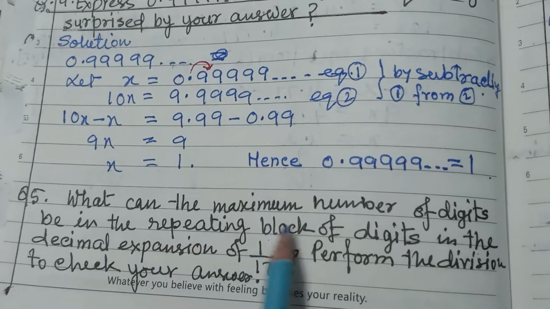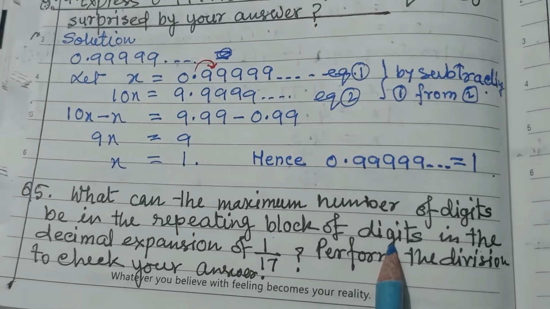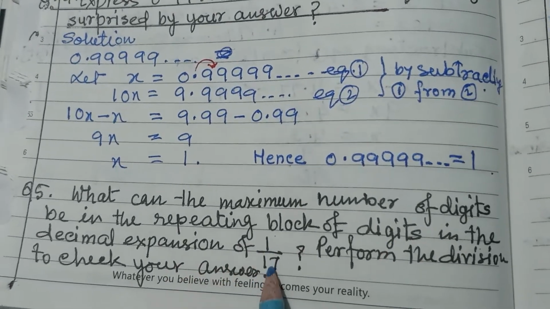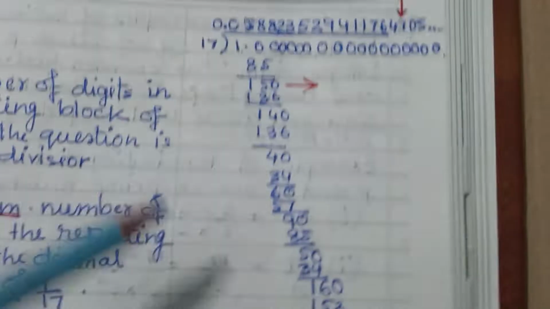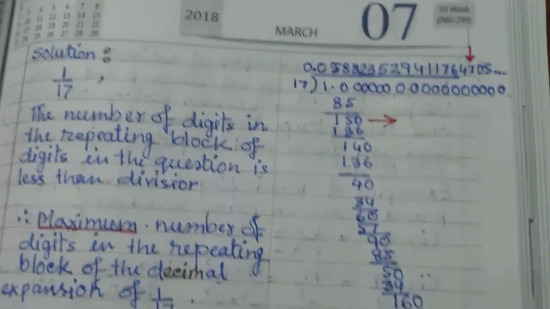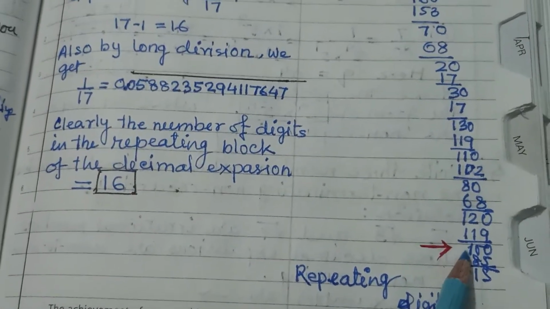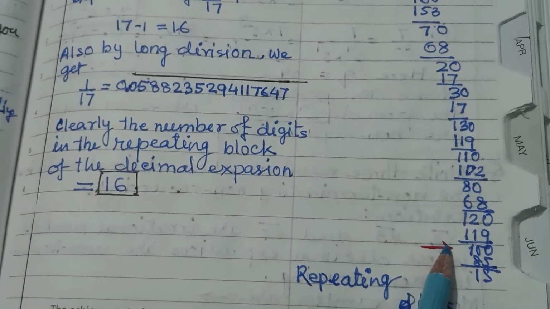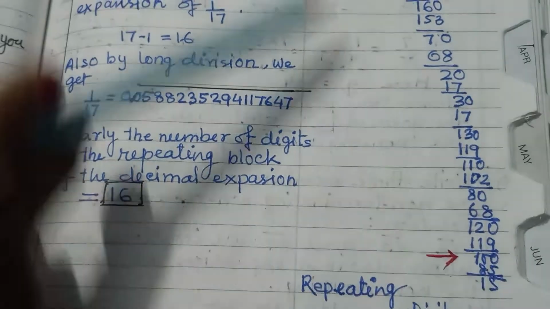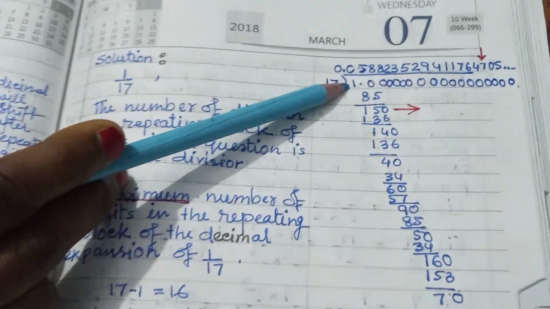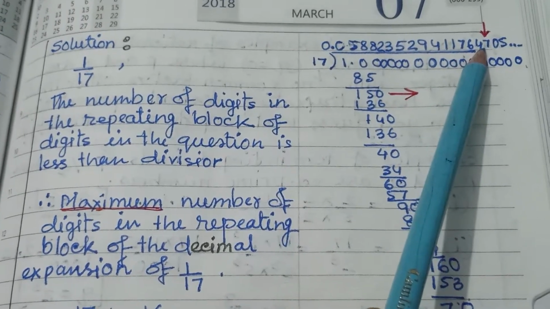Now, what can the maximum number of digits be in the repeating block of the digits in the decimal expansion of 1 upon 17? Perform the long division to check your answer. Now, the long division I have shown here. Look at here, this number is repeating after this long division. We started it from 1. And in the decimal expansion, if you count, 16 decimals are there.